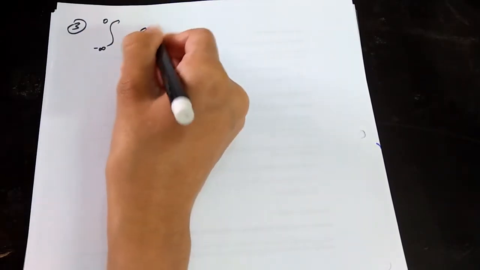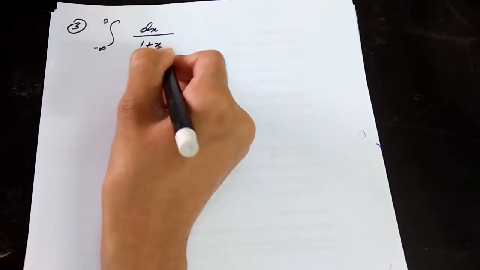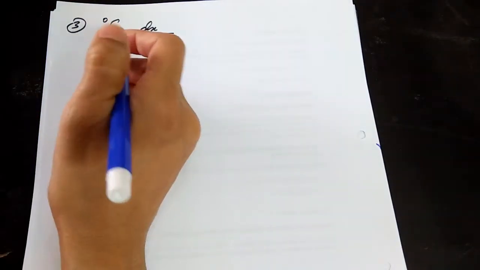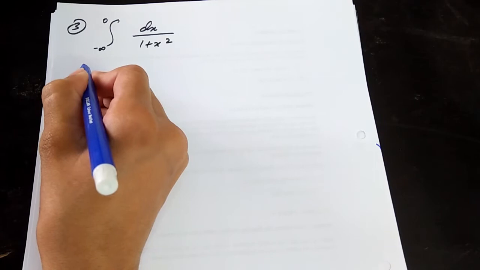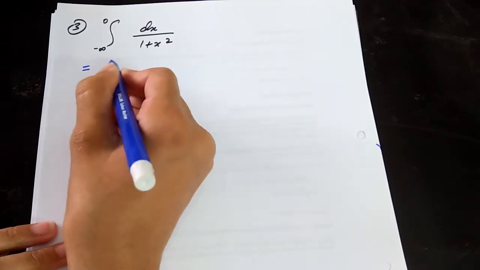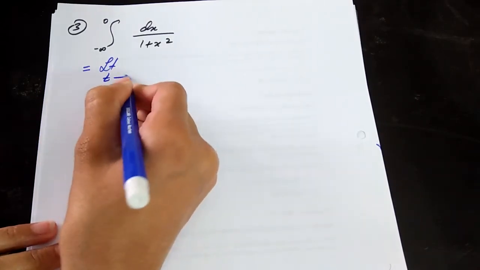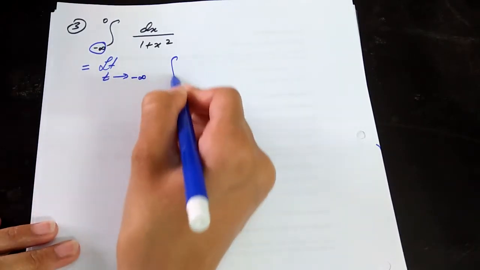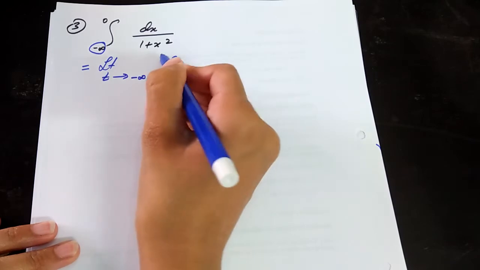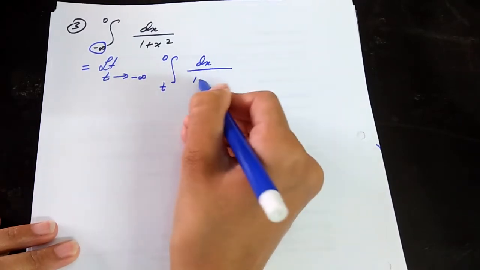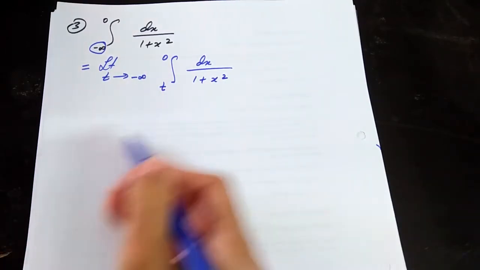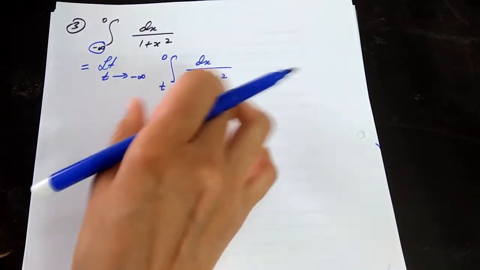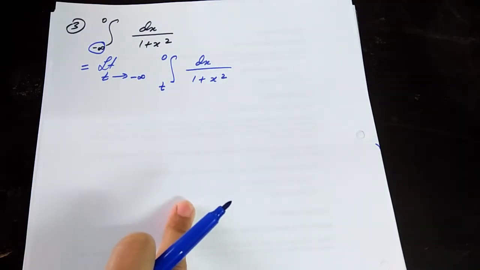Minus infinity to 0 dx over 1 plus x square. This will be equal to the limit as t approaches negative infinity, since this one is undefined, and replace that with t, from t to 0 dx over 1 plus x square, like this. Now this is a simple integration, so I am solving it as it is here.